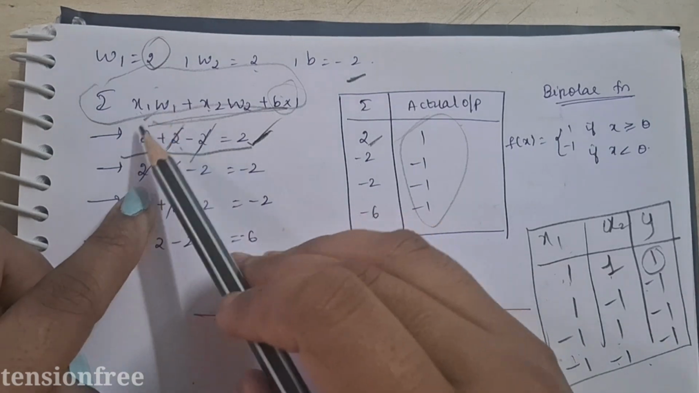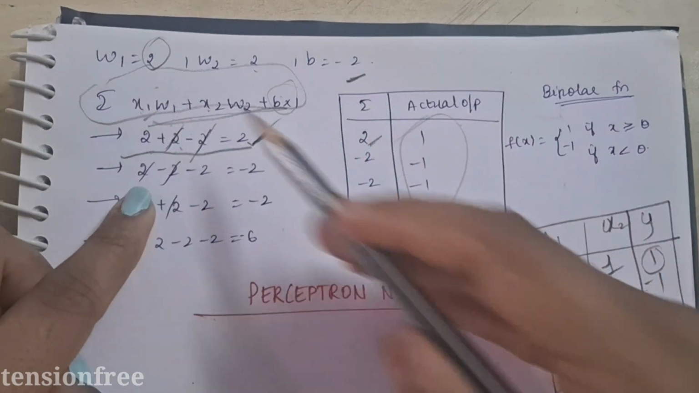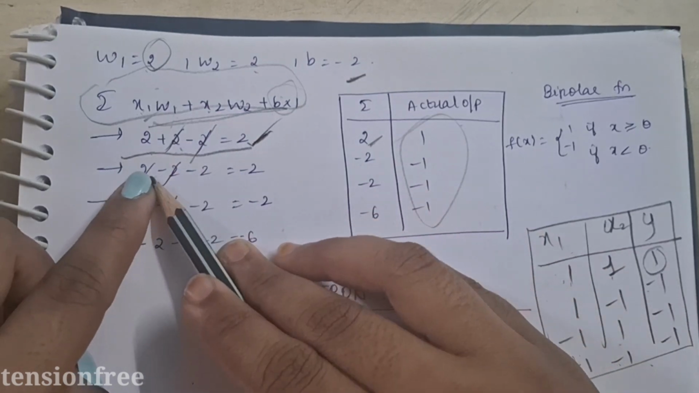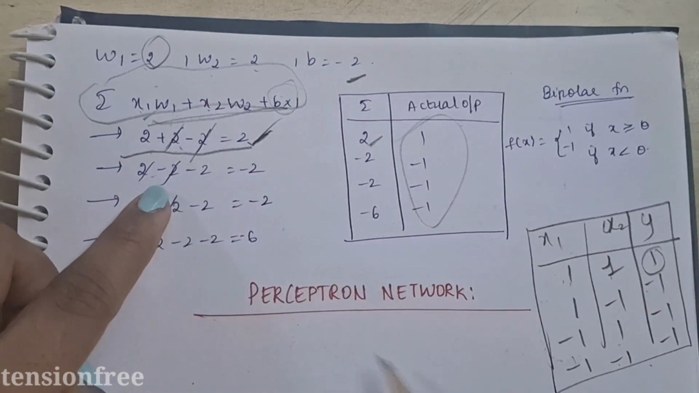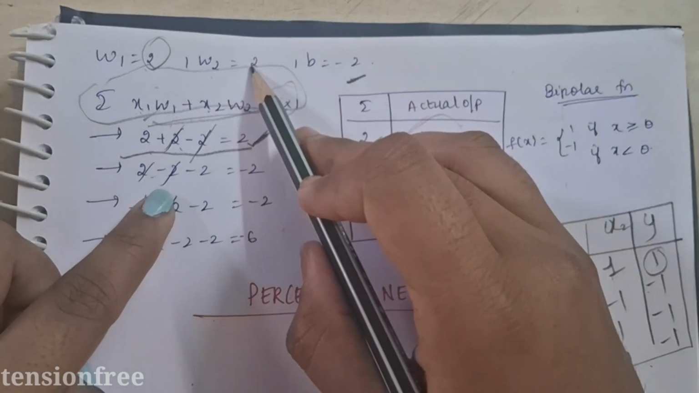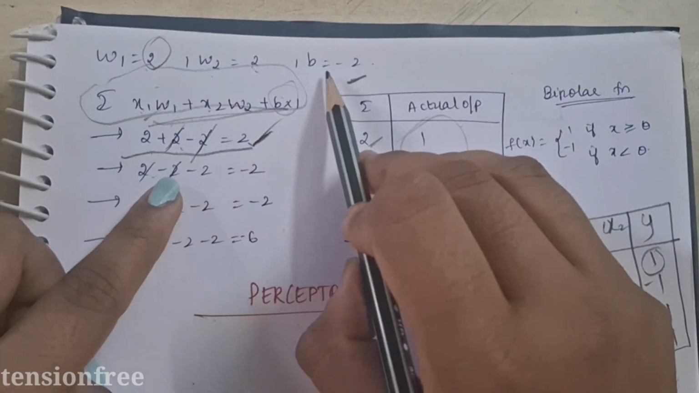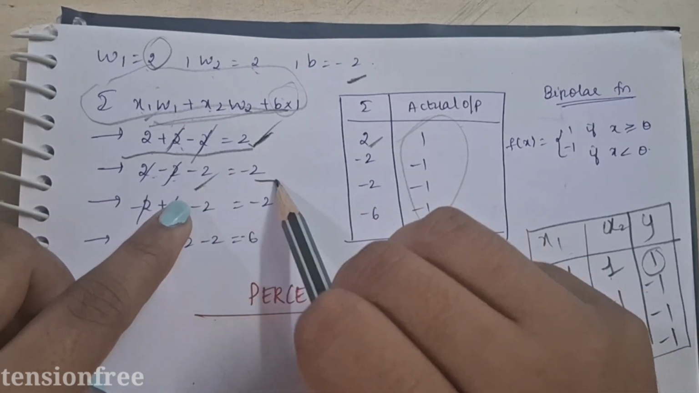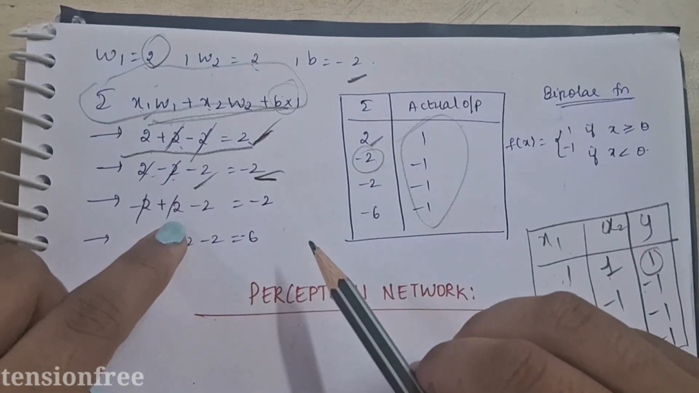Next, x1 is 1 and w1 is 2. 1 into 2 is 2. W2 is 2 and x2 is minus 1. Minus 1 into 2 is minus 2. B is minus 2 into 1 is minus 2 only, right? Minus 2. This is the next summation value.